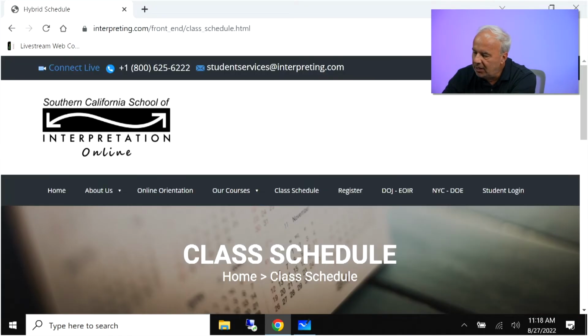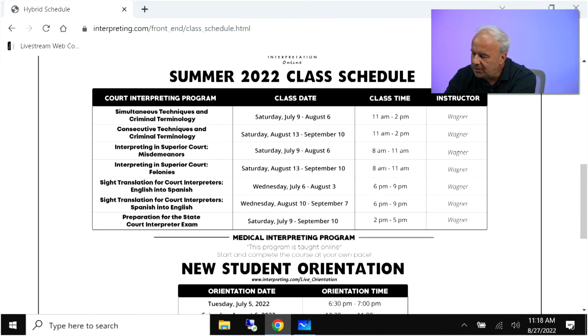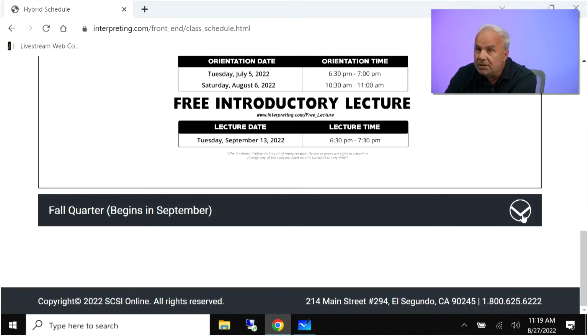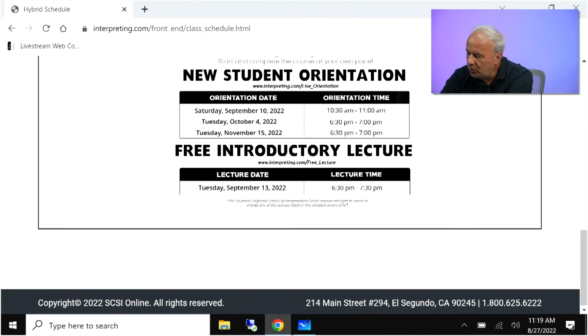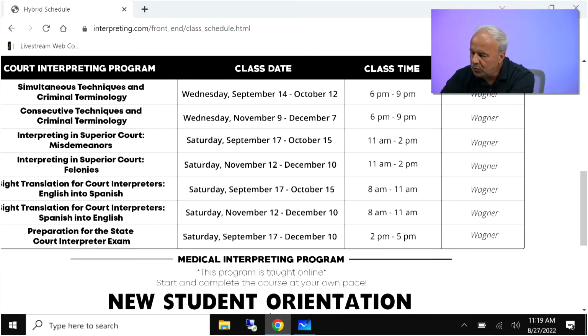So here you have the class schedule. You scroll up. This is summer, so we're done with this. But the fall quarter begins in September, so you click there. And when you look at this now, the next course, which is the misdemeanor course, begins on the 17th, at 11 a.m. And please note that it ends on October 15th. And the next course begins, just for you to plan, almost a month later on November 12th. That's because I'll be out of the country from the 15th until November 2nd or 3rd. So you can see that you're going to have a really long break in the month of October.